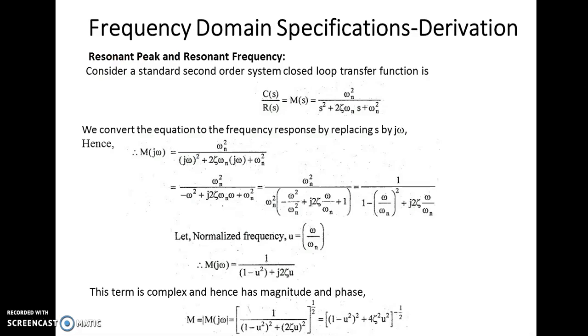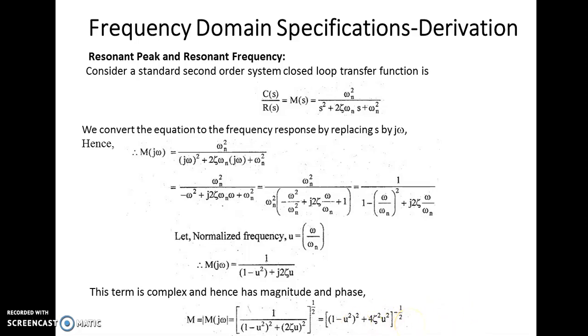So next, we'll go for the derivations. Derivation of frequency domain specifications. We'll start with the resonant peak and resonant frequency. Let us consider a standard second order system with closed loop transfer function M of s equal to C of s by R of s, that is equal to omega n square by s square plus 2 zeta omega n s plus omega n square.